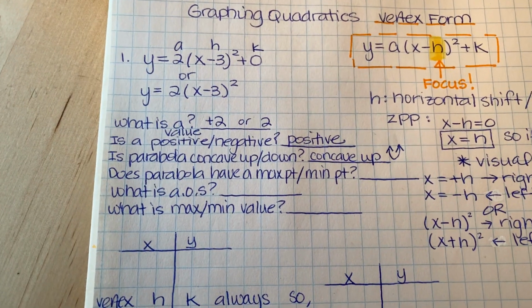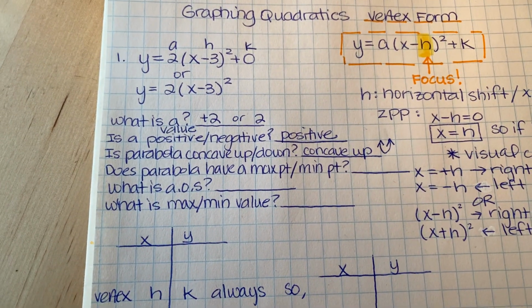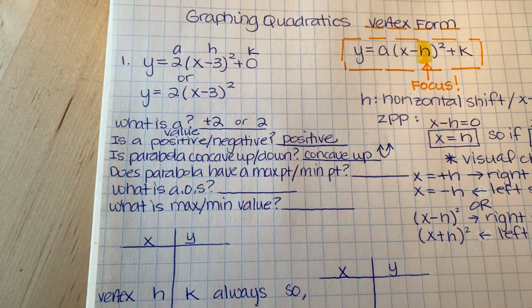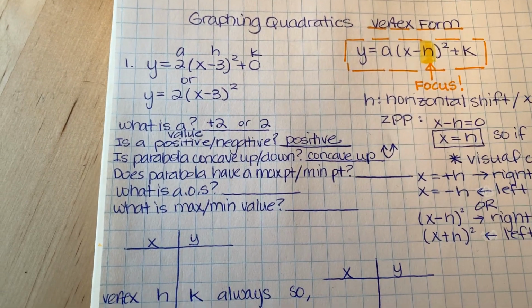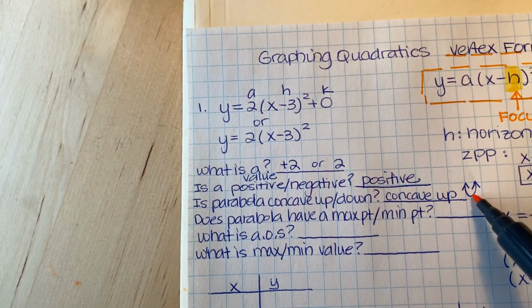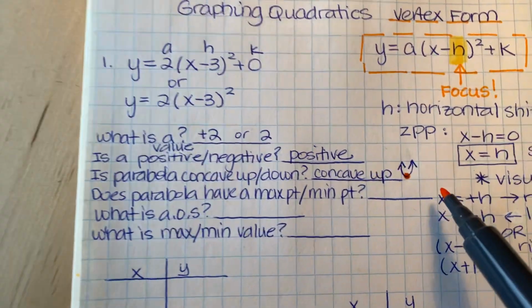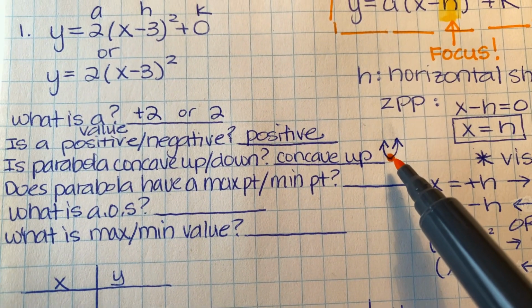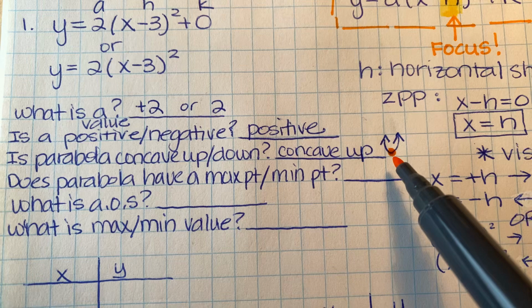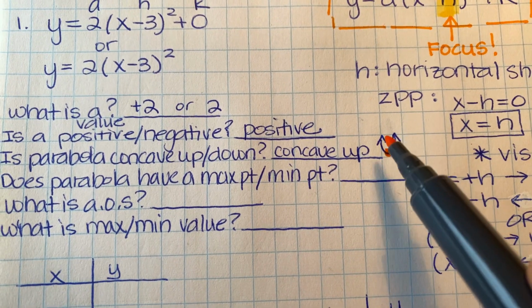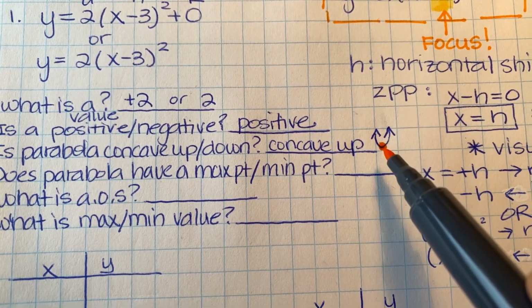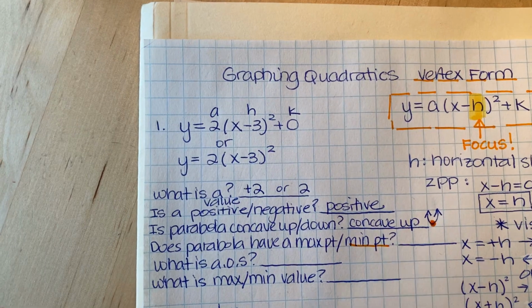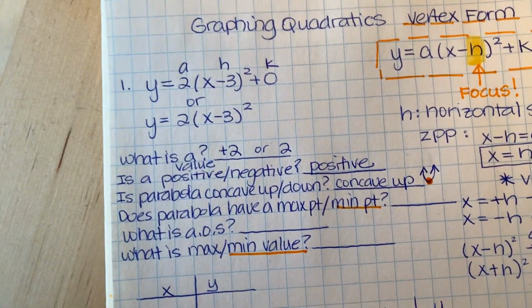Okay, does a parabola have a maximum or a minimum point? So you should know that. The vertex would be here. The vertex is the turning point. So if it's going to be at the bottom because it's concave up, the vertex point is actually the minimum point, which means it's going to be the minimum value.